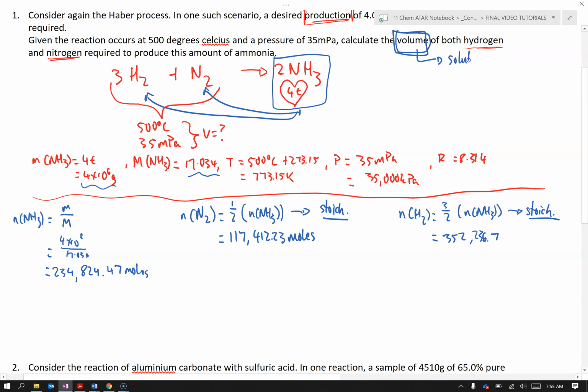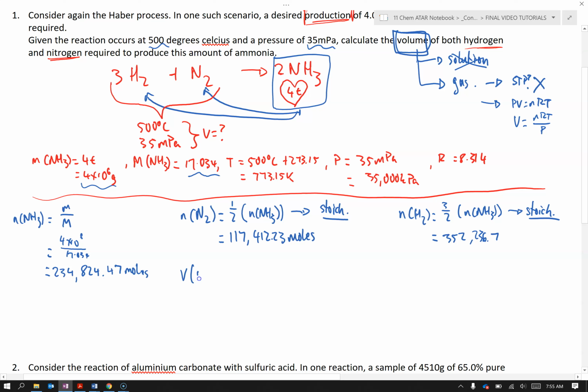This could be a solution, but these we know are both gases. So it's not a solution. What's our only other option? Is that it's a gas. Now we need to ask ourselves the question, is this gas at STP? No, it's not, because it's at a very high pressure and it's at a very high temperature. So therefore, we must be using the equation PV equals nRT to calculate volume. Let's rearrange that to get V equals nRT on P.